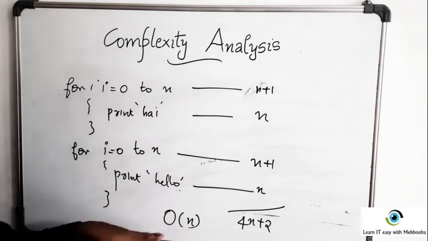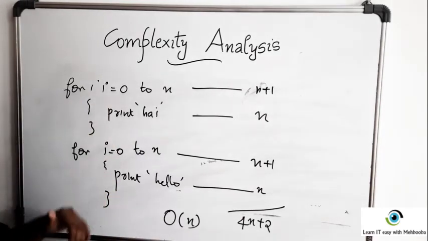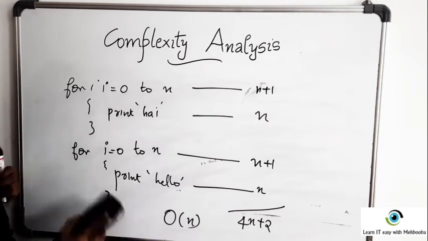You can't simply write order of n square just because there are two for loops in the program. Only nested for loops can be multiplied. Frequency counts can be multiplied only if the for loops are nested.